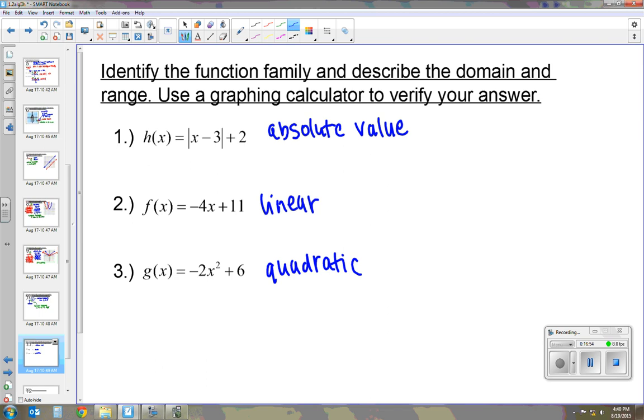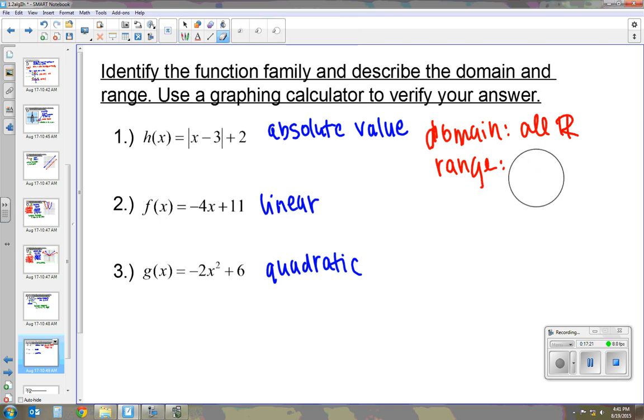So what I want you to do is I want you to graph each of these in your own calculator and then compare it to what the answers are for the domain and range. So I'm going to give you the domain and range for all of these. So for the absolute value, the domain is all real numbers, and the range is y is greater than or equal to 2. All right, and then you can graph this in your graphing calculator and see what I'm talking about.